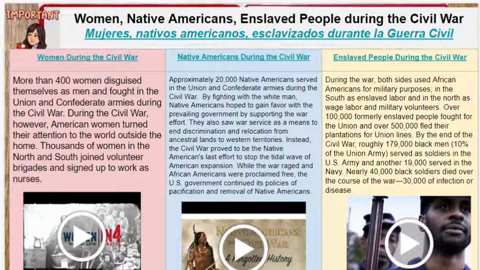So that's just a little overview on the multiple perspectives in the Civil War. And we will look at President Lincoln's role next.